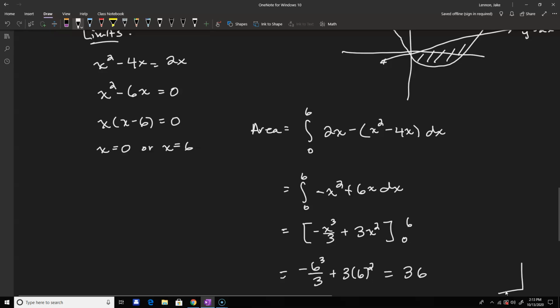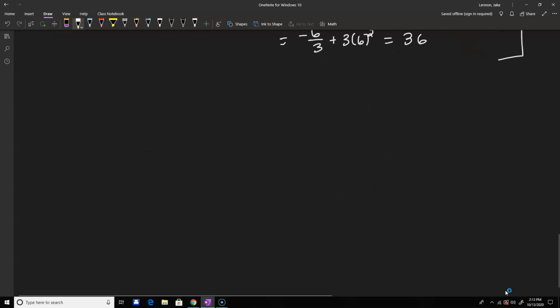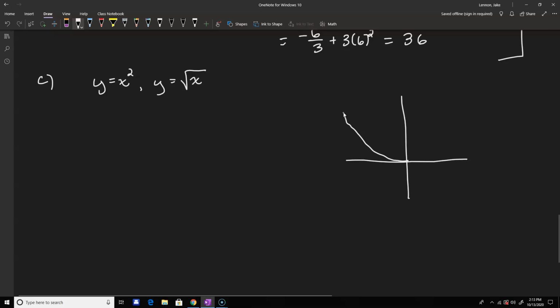Okay, so let's get into some ones that are not just plain old polynomials, a little more exotic. So let's say we have y equals x squared and y equals the square root of x. Again, if we want to think about the picture here, we have y equals x squared that looks like this. And then we have the square root of x that starts at 0 and does one of these. So y equals x squared and y equals the square root of x. And you can probably even tell without solving that these are going to intersect at 0 and 1.